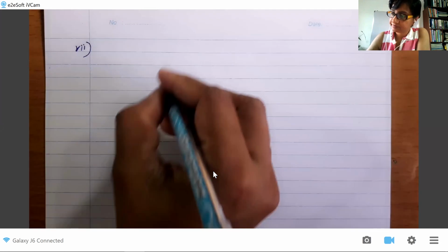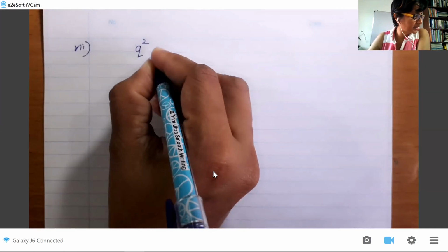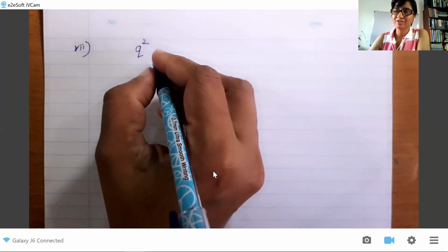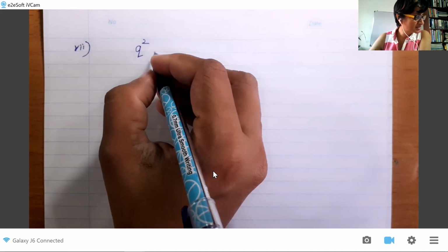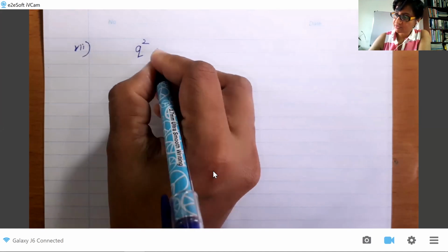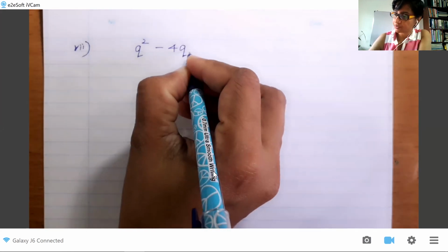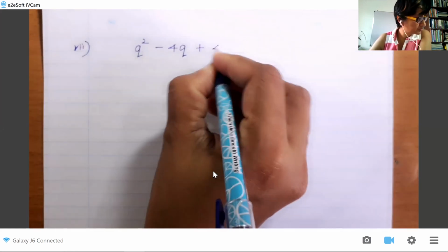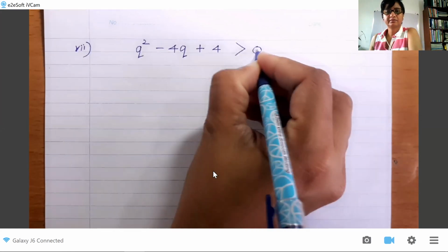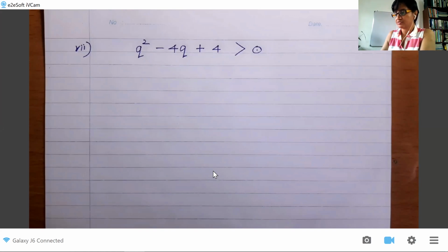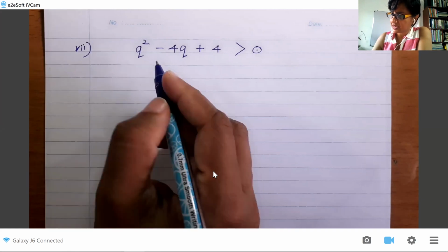Q squared. I will write a little slow because I know there is a lagging. So in order for my voice to sync with what I write, I need to write slowly. Q squared minus 4Q plus 4 is greater than 0. Okay. Nice. So it's already in the arranged nice form. I just have to factorize this. So does it factorize nicely?